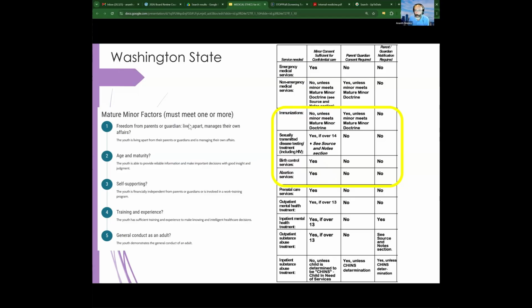I've also included a slide on the mature minor, the factors that you would have to attest to as the clinician if you're going to say that the patient you are seeing that day meets the mature minor criteria for that statute in Washington. This is just included for your reference. Do not spend time memorizing this. If you're ever in this situation, documentation is your friend, and you want to be very clear about why you are proceeding with that treatment without the guardian if it is something like an immunization.